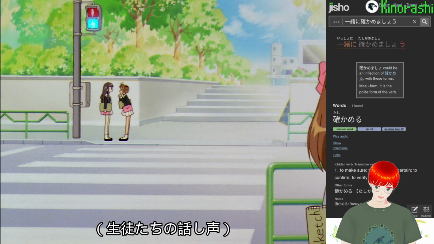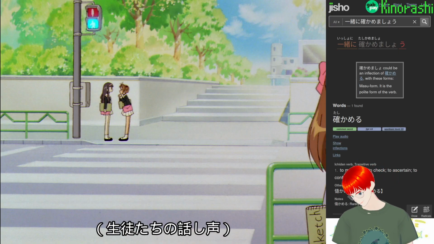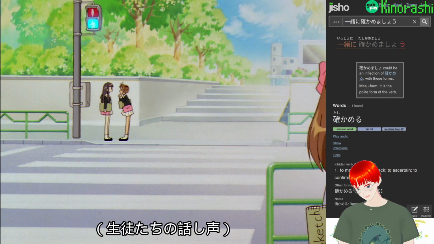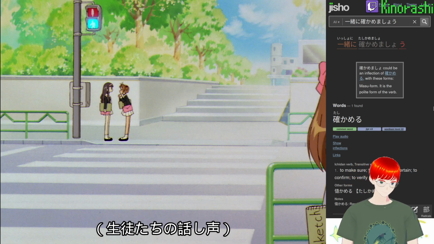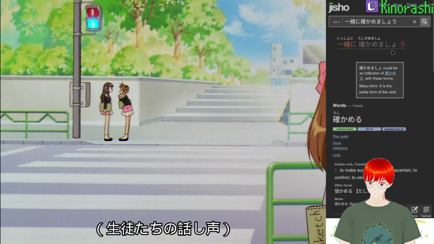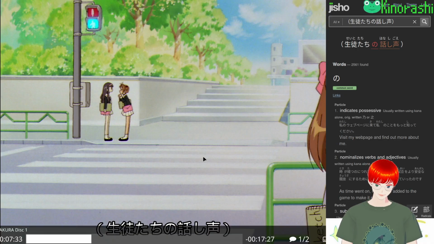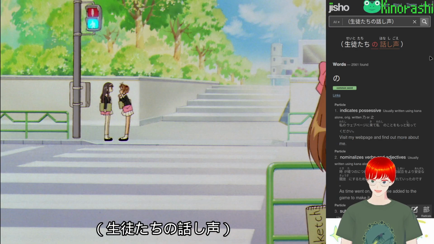生徒たちの話し声, in other words, student conversation voices. Students chatting essentially.